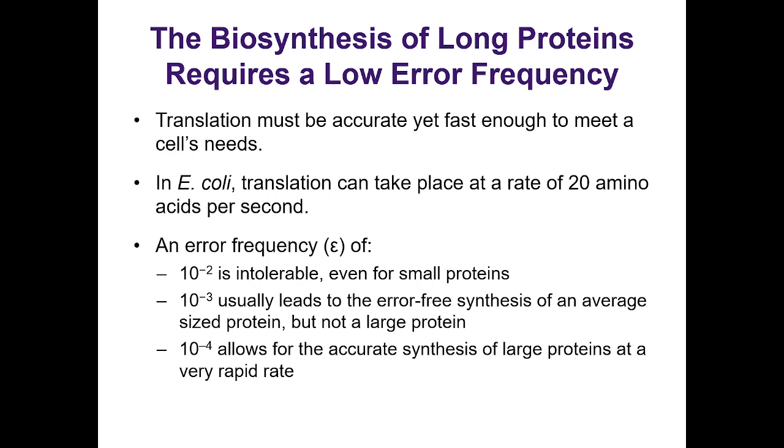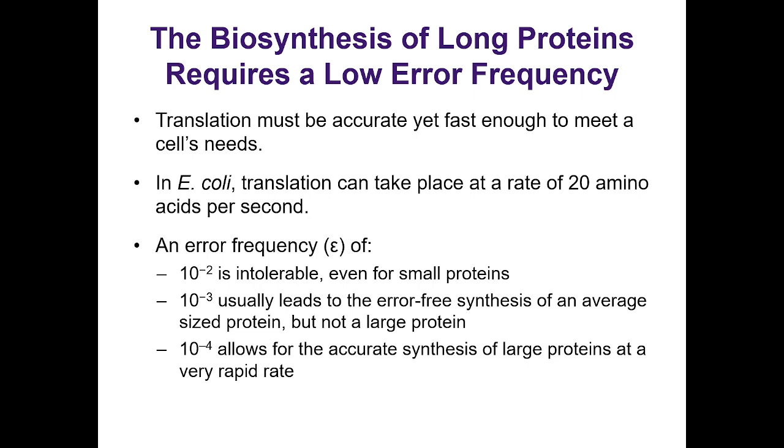If you're like 1 in 1,000 times, it's going to take longer than 1 in 100 time error, right? And if you have 1 in 10,000 times, it'll be exponentially longer than 100 time error. Okay? So the error frequency of this epsilon is going to be the 10 to the negative 2. This is intolerable even for small proteins because there's probably going to be an error even in a small protein, right?